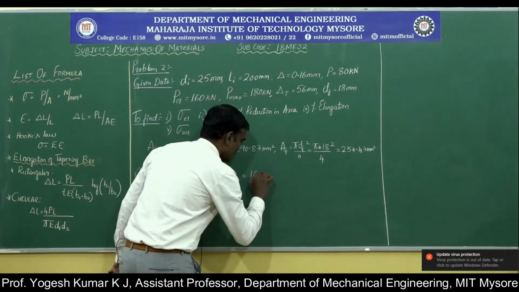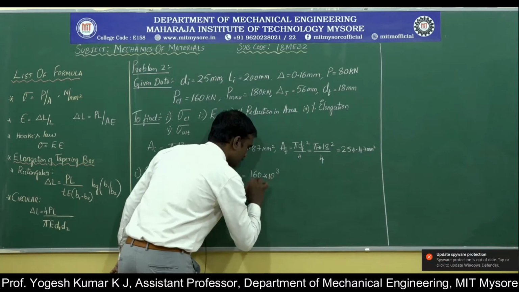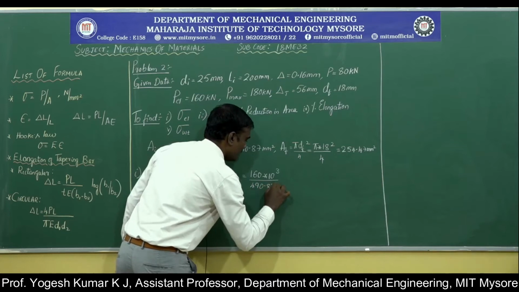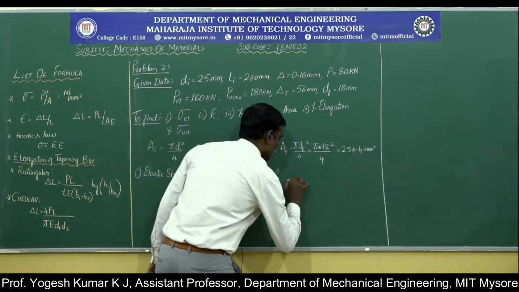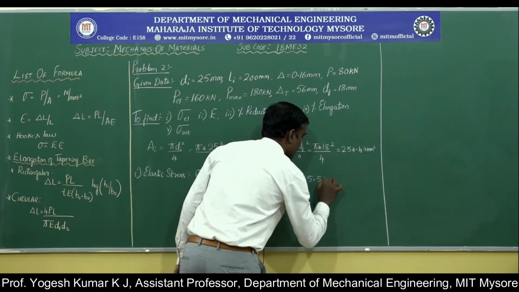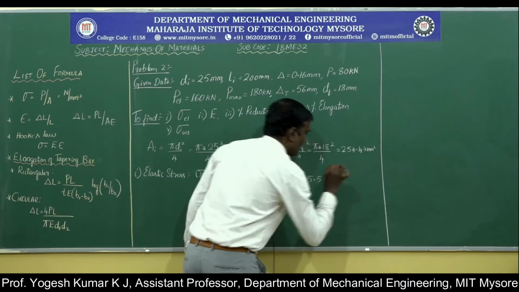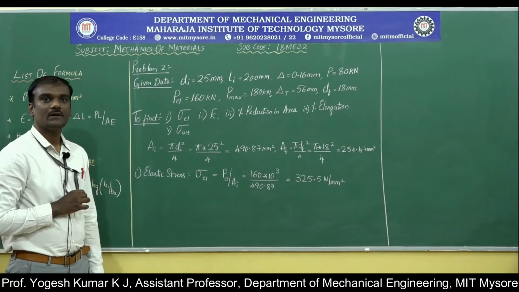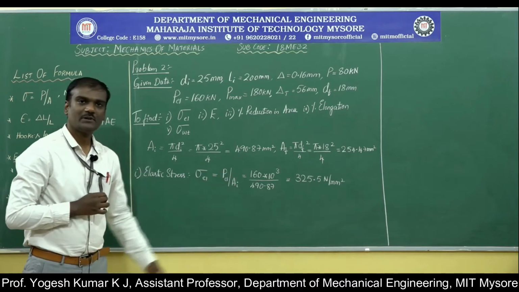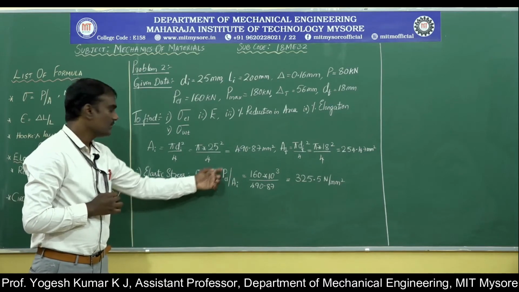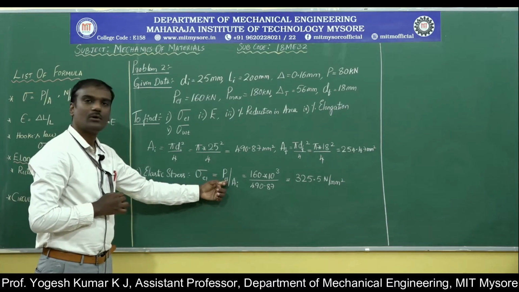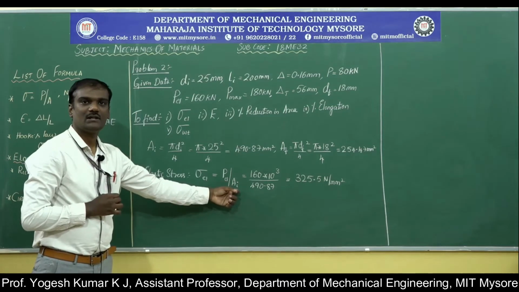Yes, it is given as 160 kilonewton, and we found the initial area as 490.87. So on solving this, we get the stress at elastic limit as 325.5 Newton per mm square. So stress at elastic limit is found. Sigma EL equals 325 Newton per millimeter square. It is a straightforward expression of our basic definition of stress, P by A, and since they have asked for stress at elastic limit, we have used the load at elastic limit and the initial cross-sectional area.